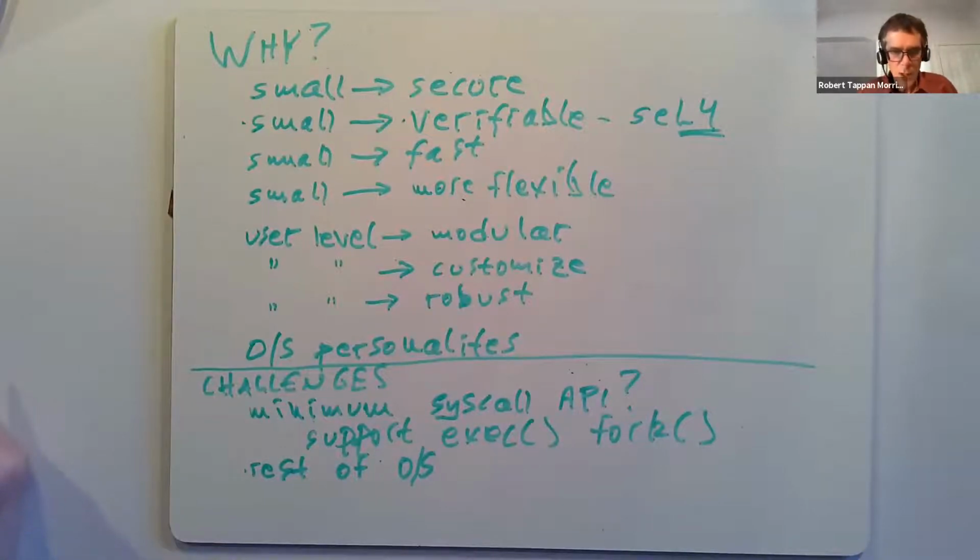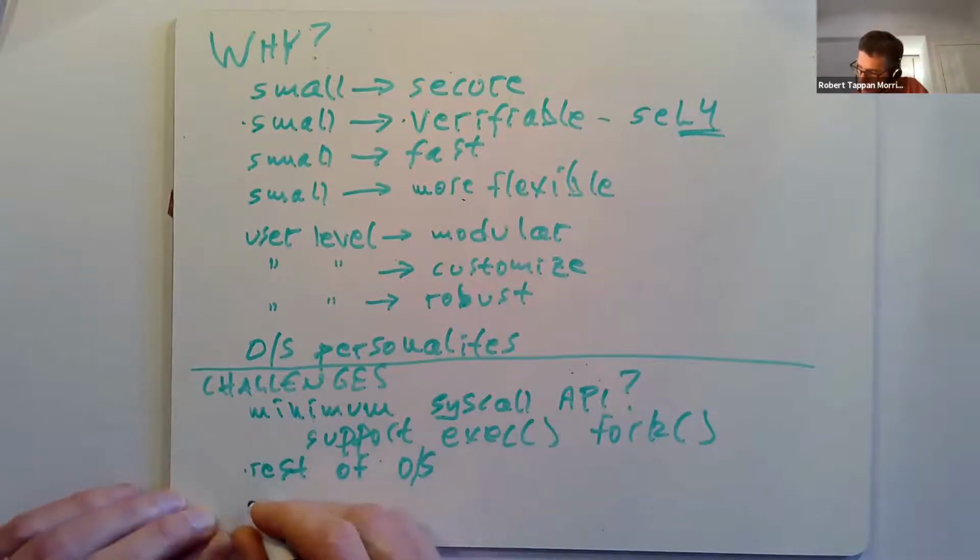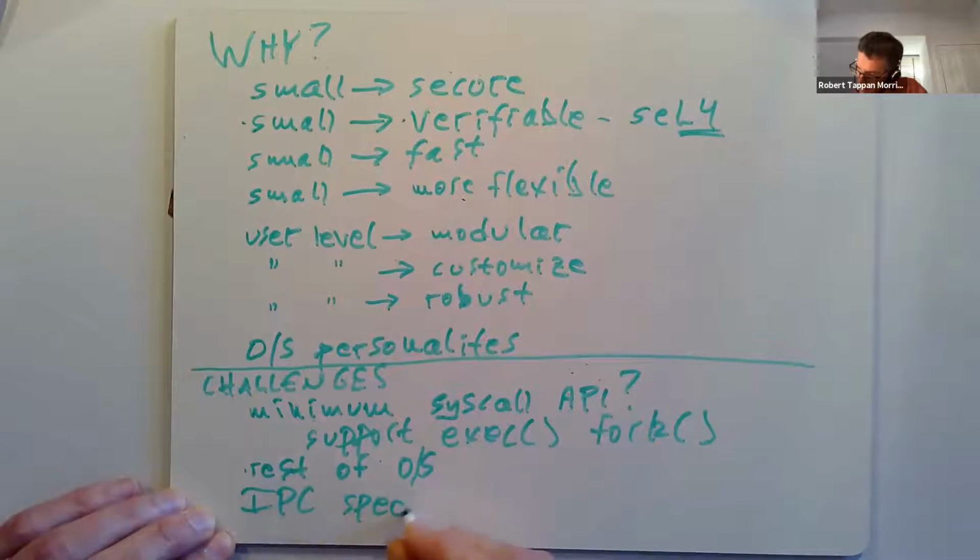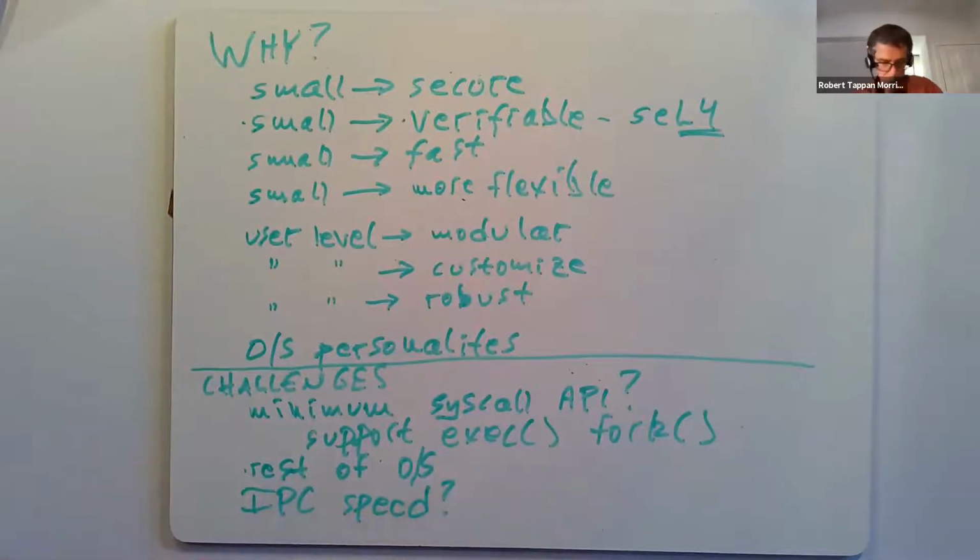So there's going to be great pressure to make IPC very fast. We're going to wonder whether IPC can be made fast enough to keep microkernels competitive.